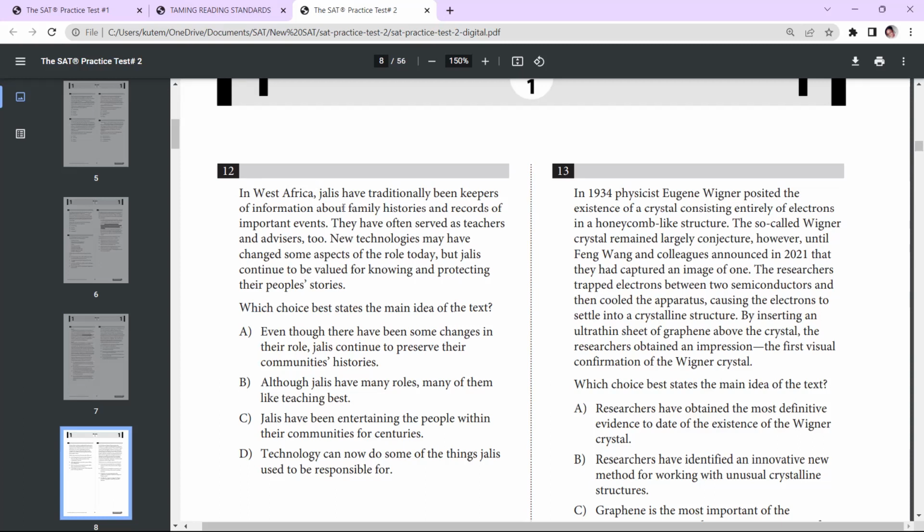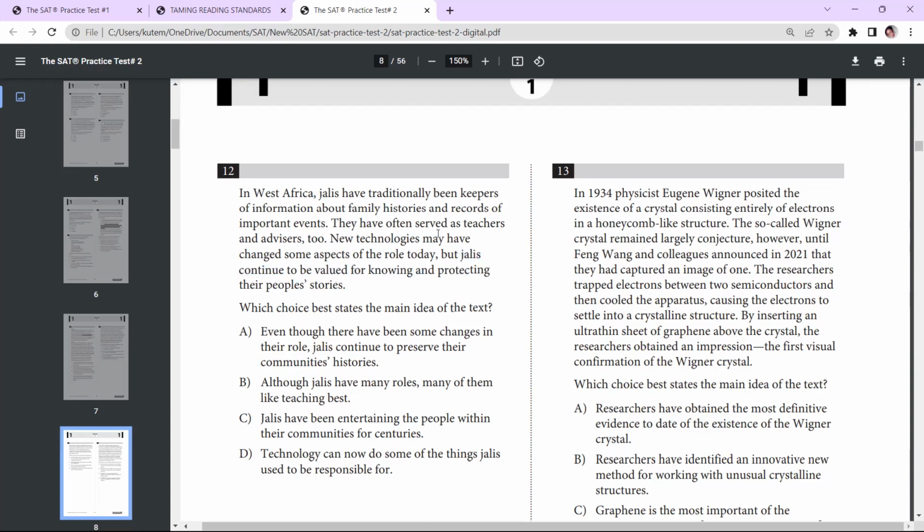Family histories. These are Jalis, not jails. My bad. So the main topic is Jalis, who keep information about family histories and records. And we know up to the end, we're still talking about these Jalis. So the topic is the Jalis.